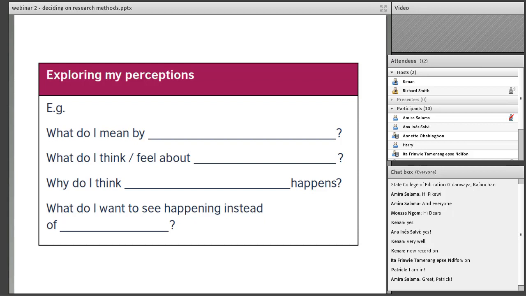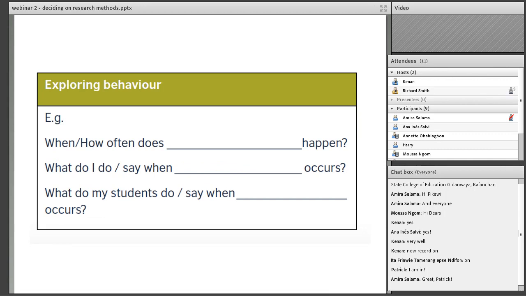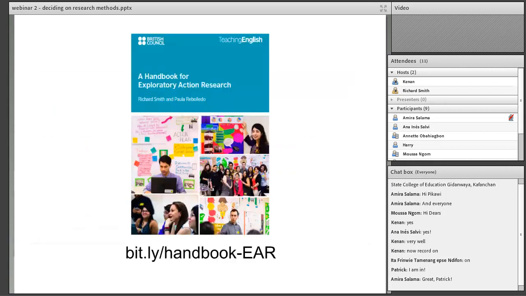What do I mean by something? What do I think or feel? What do I think? This is you yourself. Why do I think something happens? Or what do I want to see happening instead of something else? The other kind would be questions exploring others' perceptions. For example, what do my students think or feel about something? What do my colleagues think of something? Then exploring behavior, questions like this: How often does something happen, or what do I say when something happens, or what do my students do or say when something happens? Now, you may have some of these kinds of questions, but not all of them, I expect.